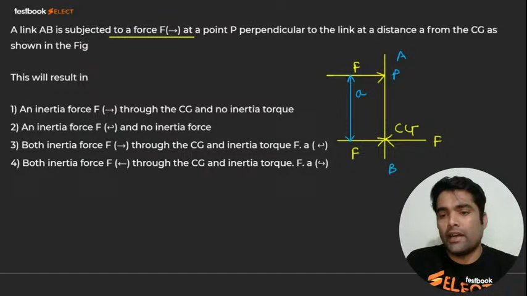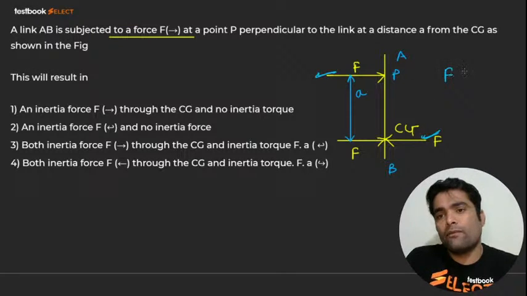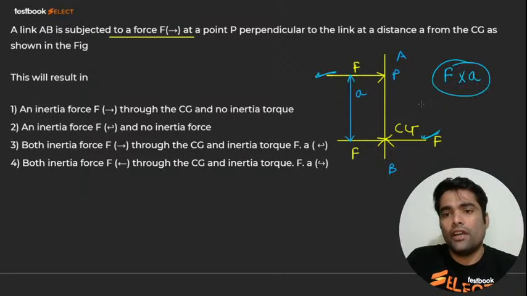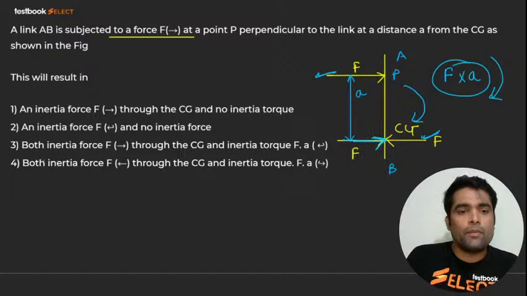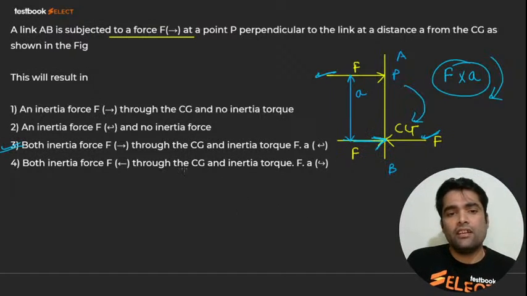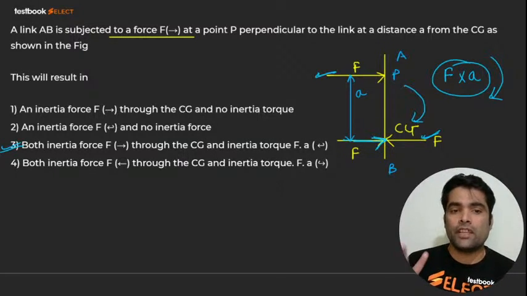So if you see carefully, my dear, this force and this one will form what, my dear? Couple, that is torque. Couple means torque. They are opposite and equal, so it will form a couple, that will be force multiplied by A. And that should be clockwise, right? And this force will remain as it is, right? Yes or no? So it should be both inertia force in this direction and, at CG, F into A clockwise, right? Inertia torque, right? Very good. Number, no, inertia force. It should be 3.